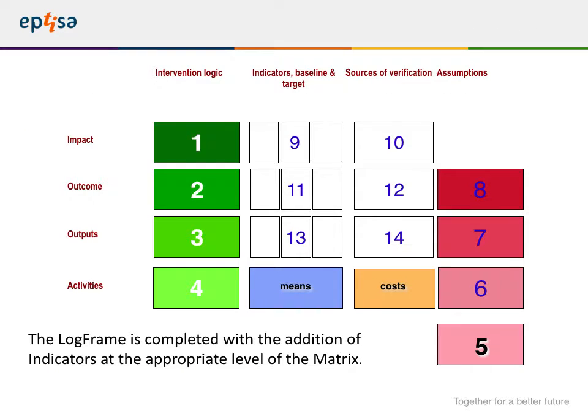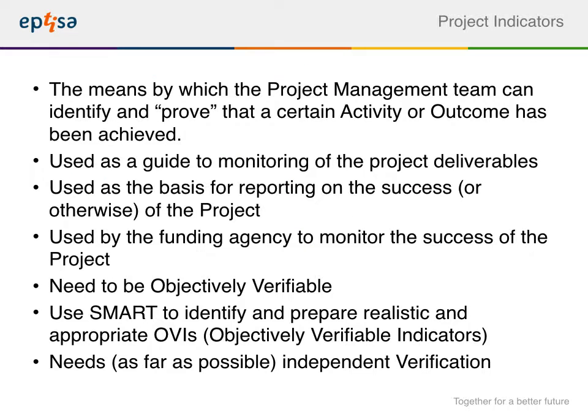The next phase is completing the validation. And by this, what we mean is that at each of the levels, impact, outcome, and outputs, we need to have indicators, things that we will measure the performance against. These indicators are the proof that something has happened. And they also serve as a guide to monitoring project activities and deliverables, and is the basis for reporting on the success of the project. But they need to be objectively verifiable.